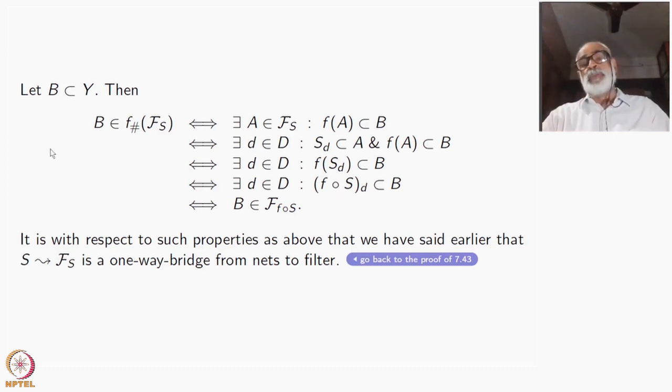So that's all. It's purely a point set topological thing here. There is no topology in this one, but this will be useful. So this is important, and this map S to Fs is going to be very important. It's a one-way bridge from nets to filters. The filters have much more generality. You cannot always come back to the nets here.